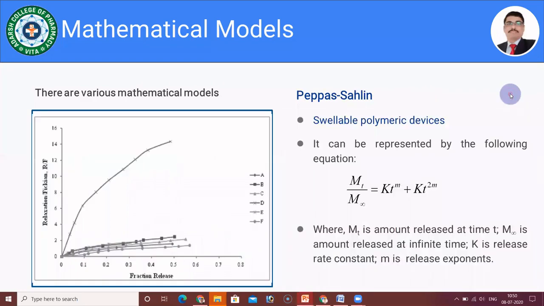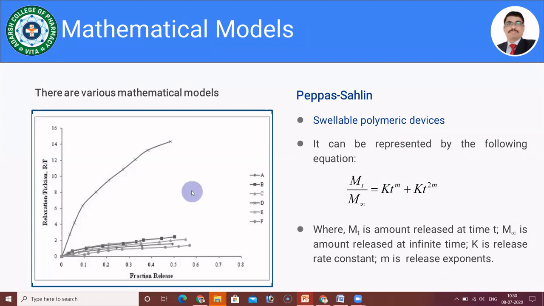And the last model is known as the Peppas and Sahlin model. Generally the swellable systems follow this model. The equation used is Mt upon M infinity is equal to K1 t raised to m plus K2 t raised to 2m. So here we get two terms, one for diffusion and another for polymer relaxation or erosion. So it is possible to separate the release contributions of the two phenomena as m and 2m.